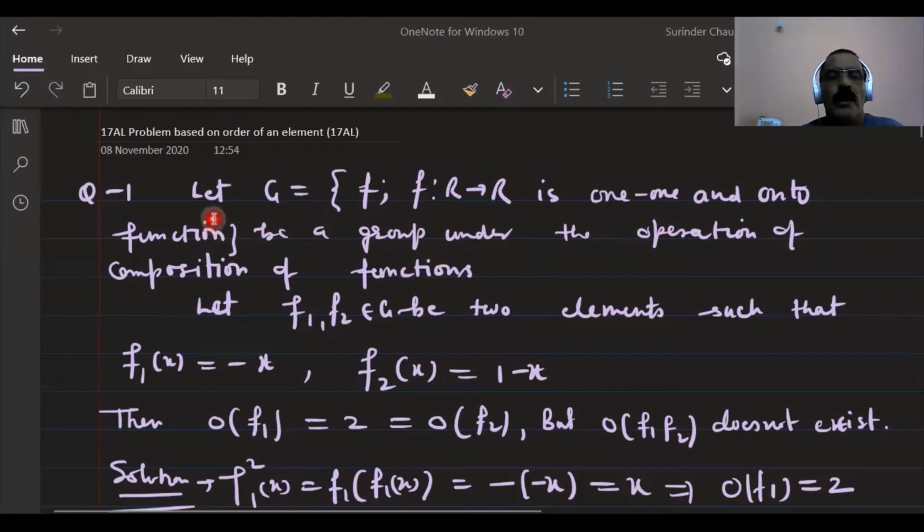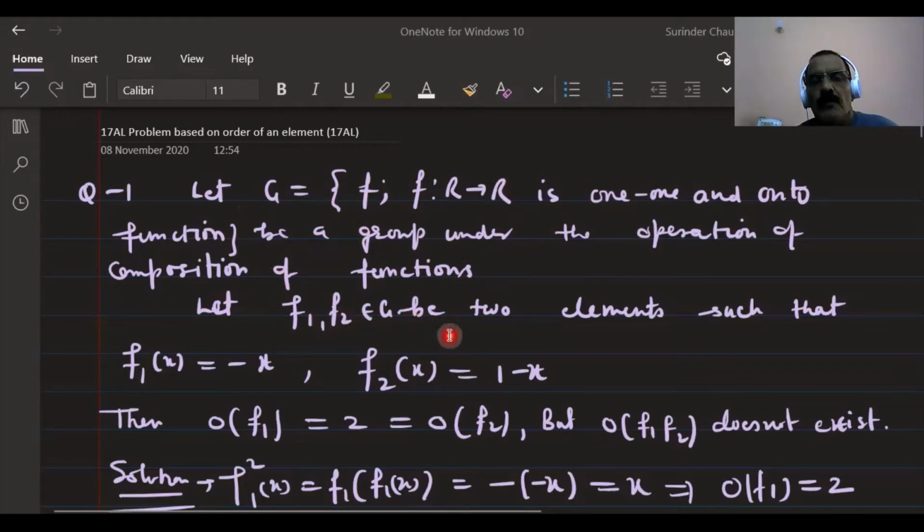For that, let us take the first example, first question. Let G be the set of all functions f such that f is a real valued function which is one-one as well as onto. Let G, this set of one-one onto functions, be a group under the operation of composition of functions.